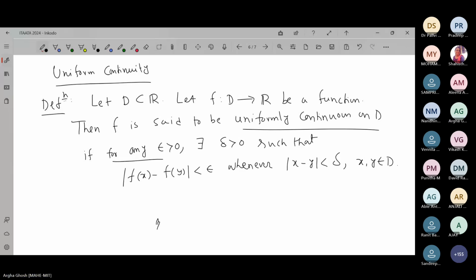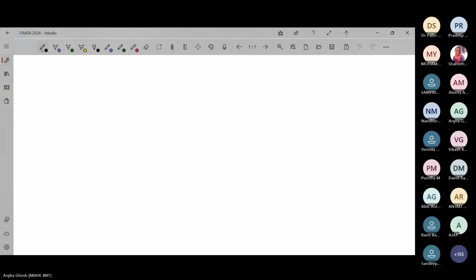Okay. So what's an example? Let's see an example of a uniformly continuous function, and also an example which is only continuous but not uniformly continuous. Okay, so I'm not writing it, but it's very clear that a uniformly continuous function is a continuous function.